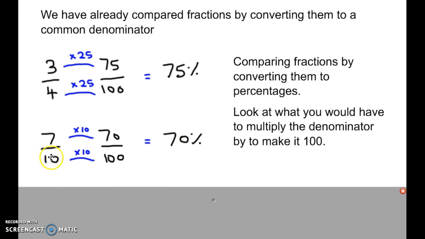So here, looking at the second one, a denominator of 10 goes into 100 10 times, so multiply the numerator by 10 as well, we get 70 over 100, so this one is 70%. So that method will work for any fraction where your denominator goes into 100.